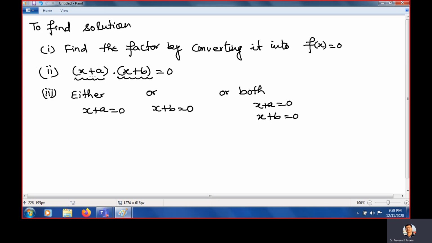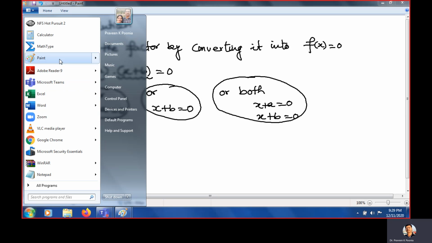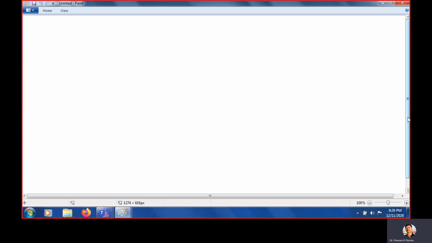If the product of two factors is equal to 0, that means either the first factor is 0 or the second factor is 0 or both the factors are 0. This is the principle on which we are going to solve these quadratic equations. Clear? So we will solve 5-6 questions here, examples here, so that you can learn in a better way.